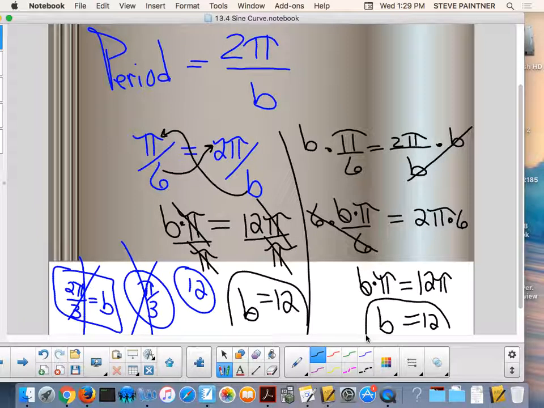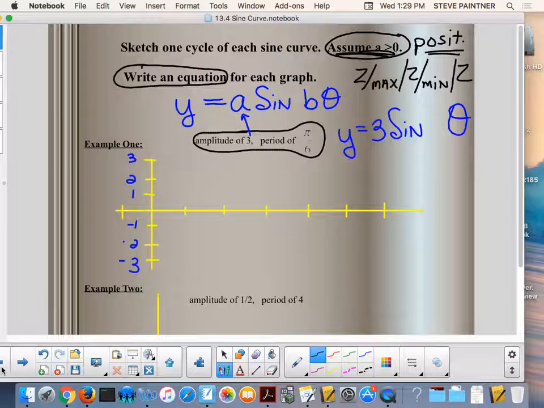I like proportions because I like cross multiplying, and I get the answer pretty quick. This is like what you were taught in 9th grade, how to solve equations step by step, which works. But that is the answer. It's 12. Do you see how that came about? Okay, there you go. That's b. So you go back here and you write what here?